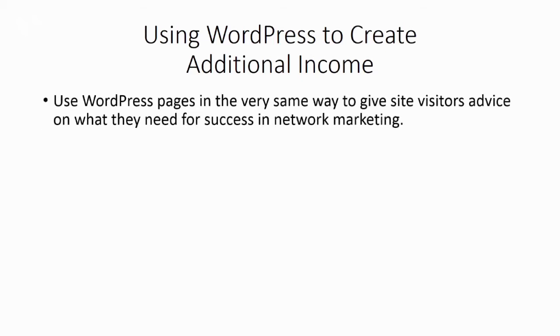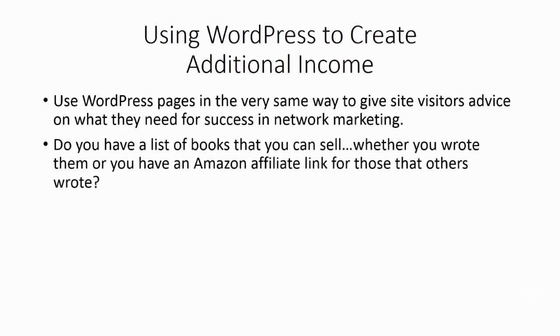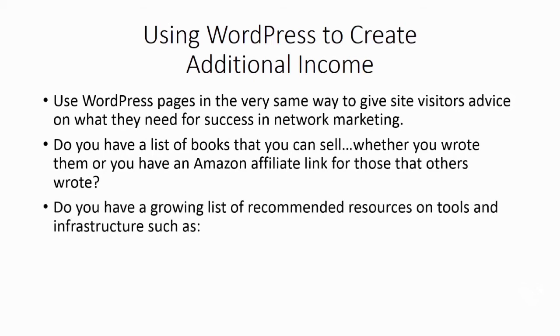Use WordPress pages in the very same way to give site visitors advice on what they need for success in network marketing. Do you have a list of books you can sell, whether or not you wrote them, or do you have an Amazon affiliate link for those that others wrote? Do you have a growing list of recommended resources on tools and infrastructure such as autoresponders, domains, and hosting?